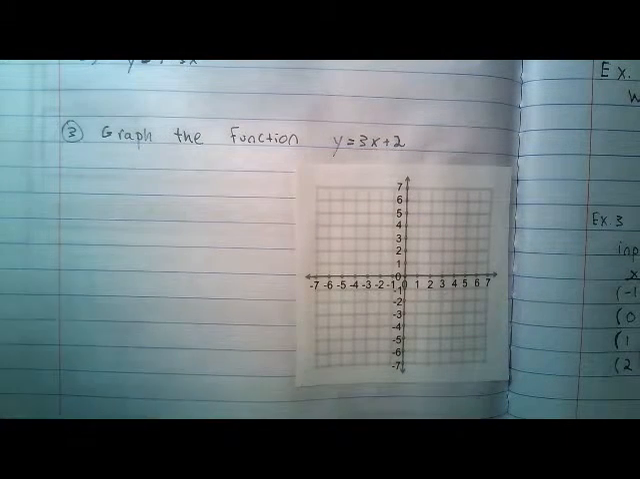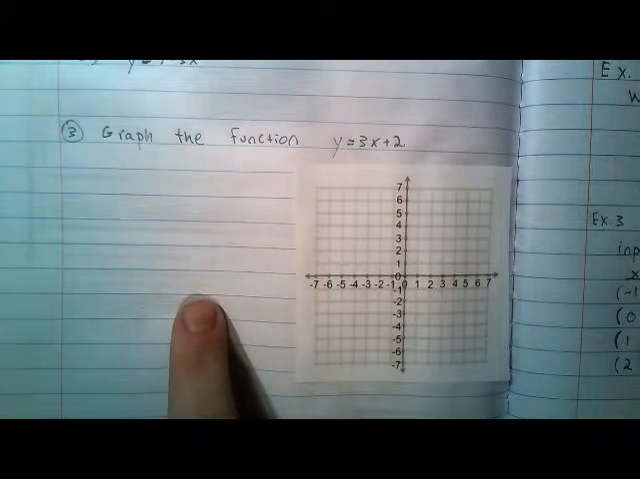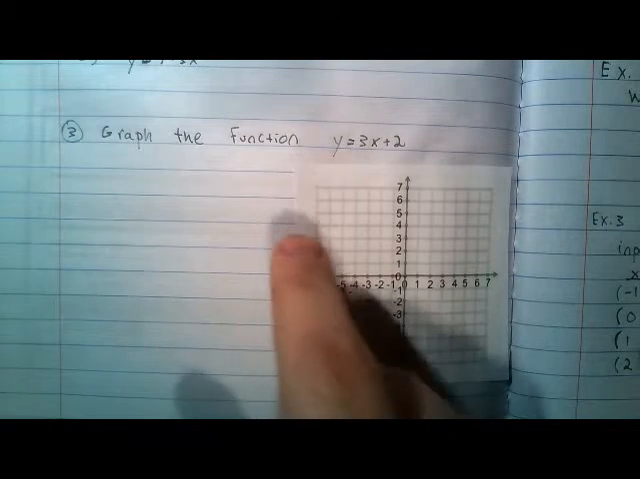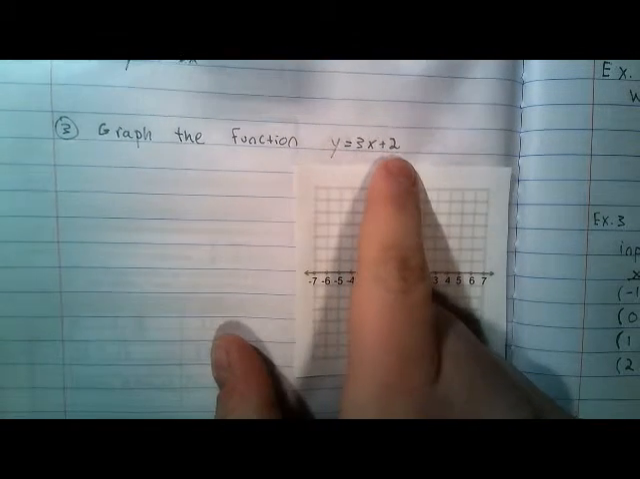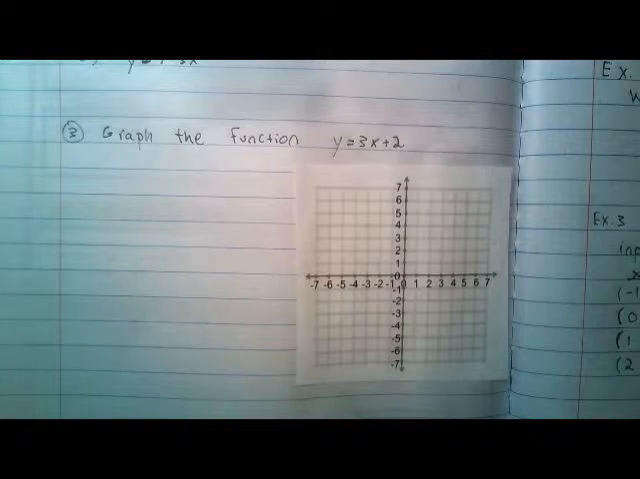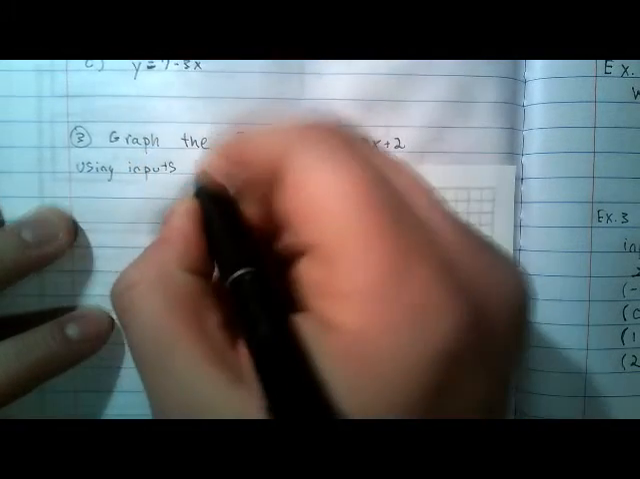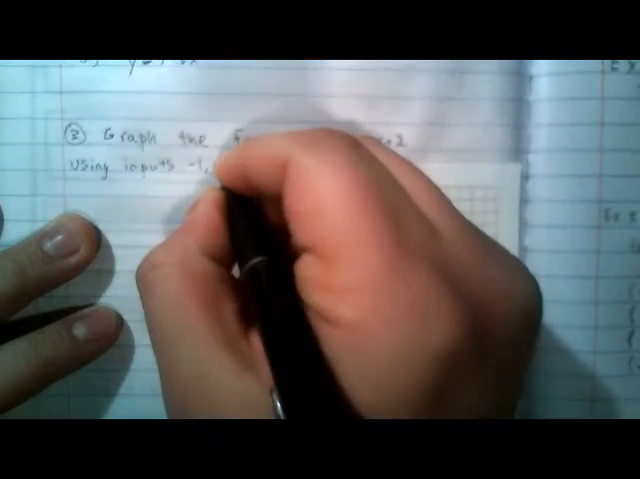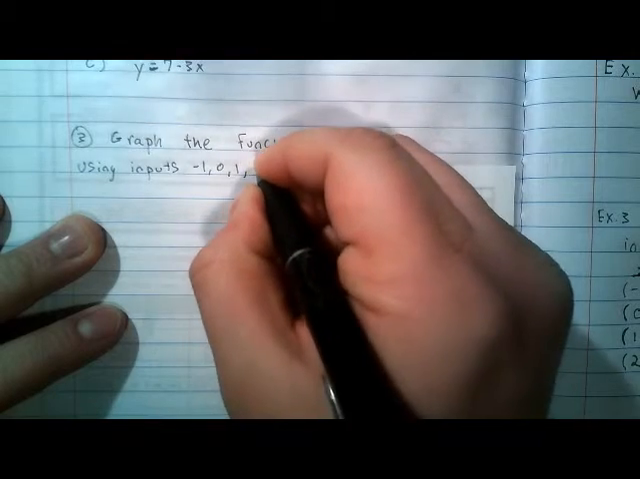Now that you've got example 3 finished, on the left side you're going to graph the function y equals 3x plus 2. And I want you to use the inputs -1, 0, 1, and 2. Then you'll check with your teacher once you're finished.